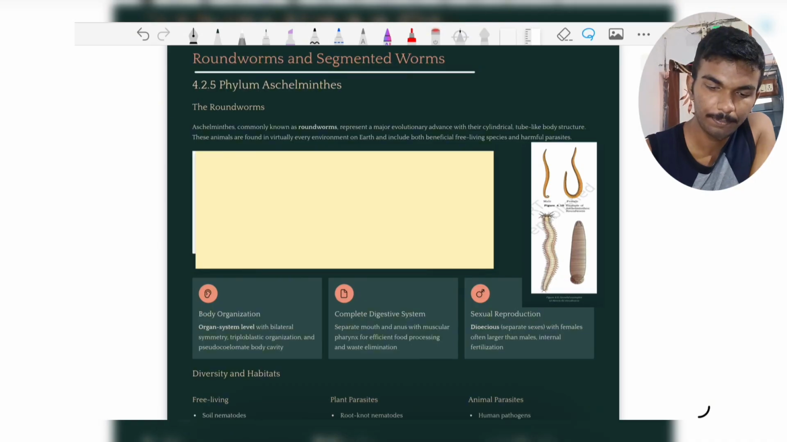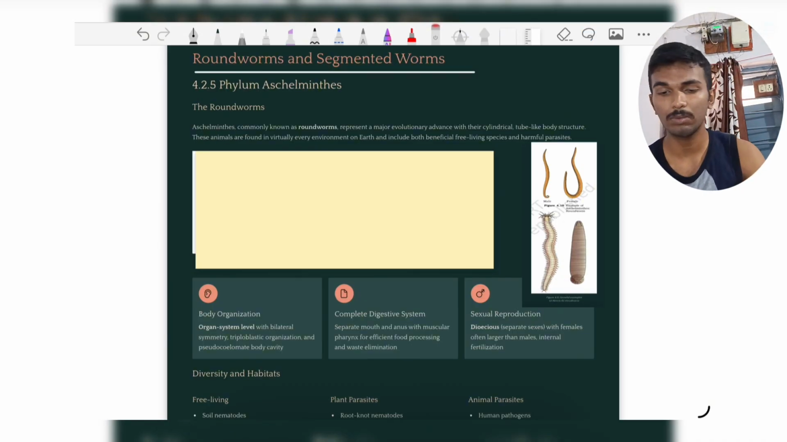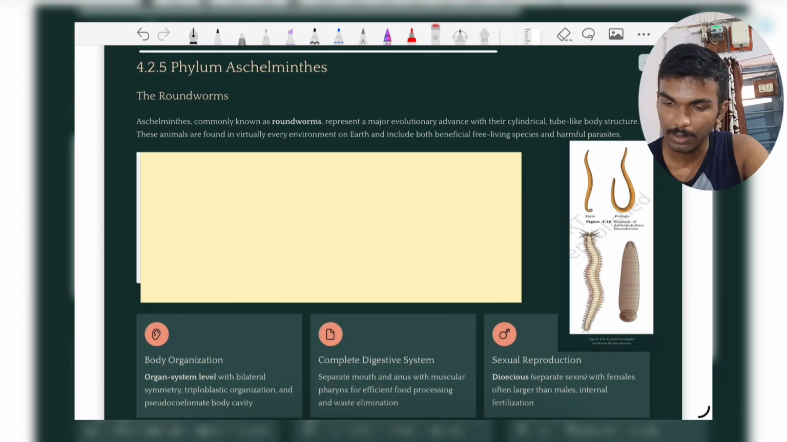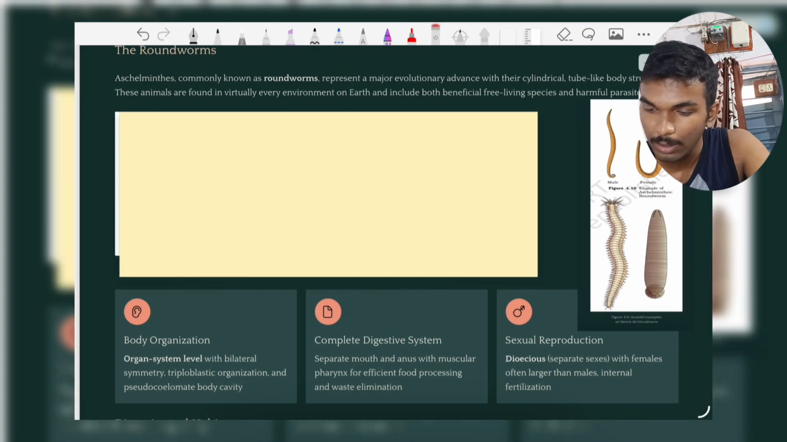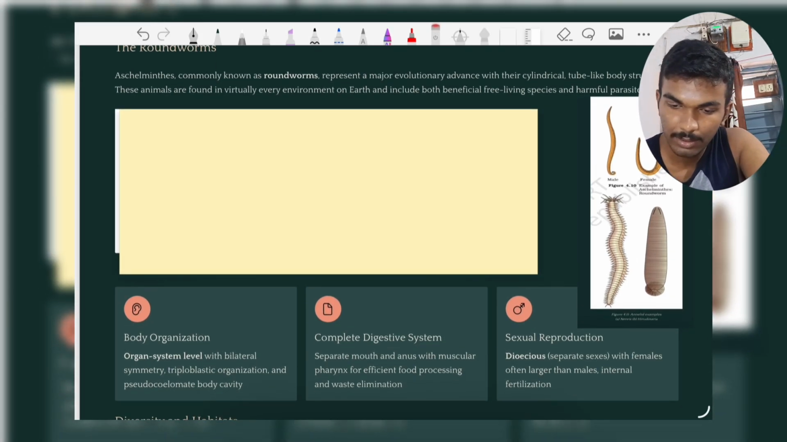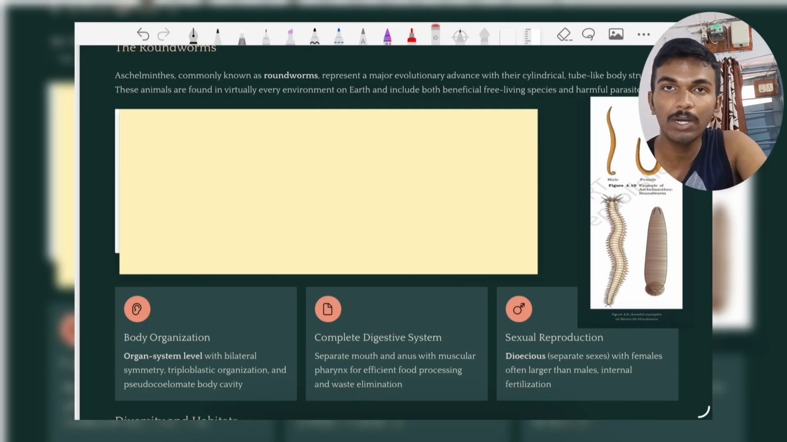Aschelminthes, commonly known as roundworms, represent a major evolutionary advance with their cylindrical tube-like body structure. These animals are found in virtually every environment on Earth and include both beneficial free living species and harmful parasites. Here you can see the male Aschelminthes, the roundworm, and the male has a tiny rounded structure like this, and the female has an elongated body.